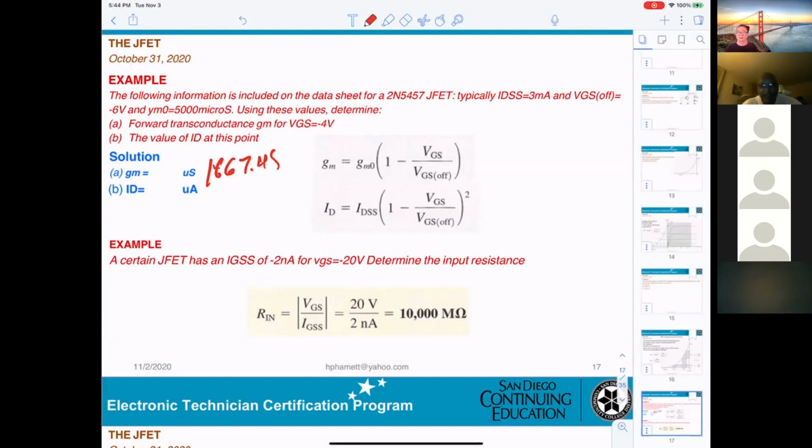Oh, it's -6. Yeah, because VGS is -4 and VGS off is -6. So -4 divided by -6, a negative divided by a negative is a positive, so it'll be 1 minus that. Then I got 1.33 milliamps for ID. So yeah, Mr. Pham, I think yours is right. Everybody else is 50-50, but you're right.